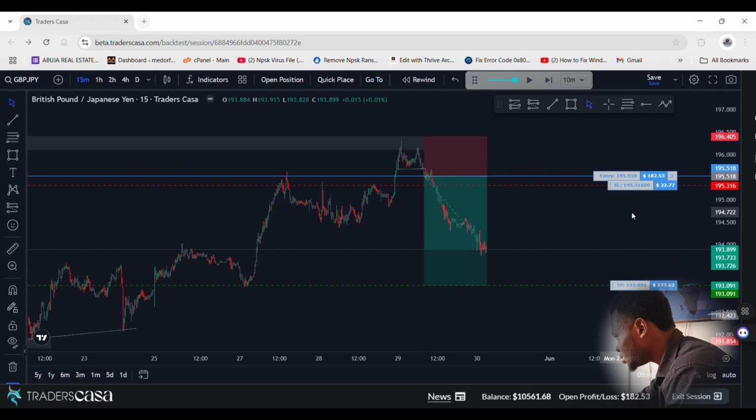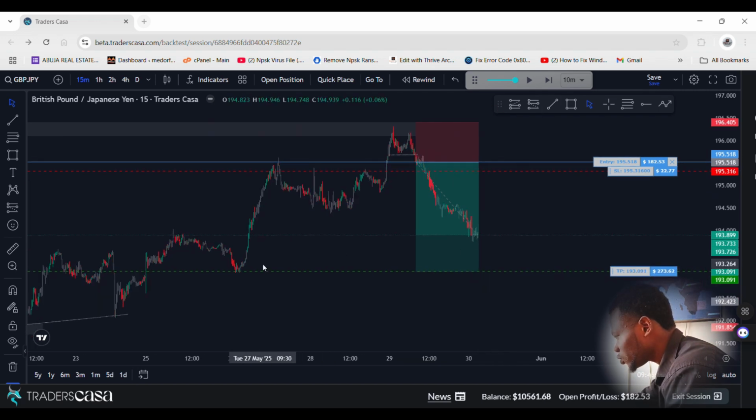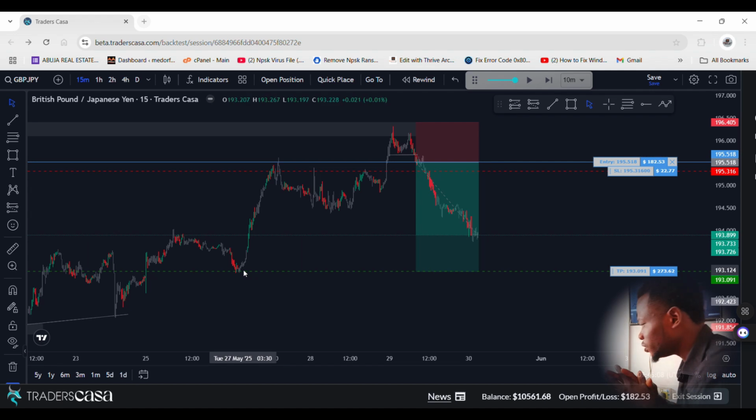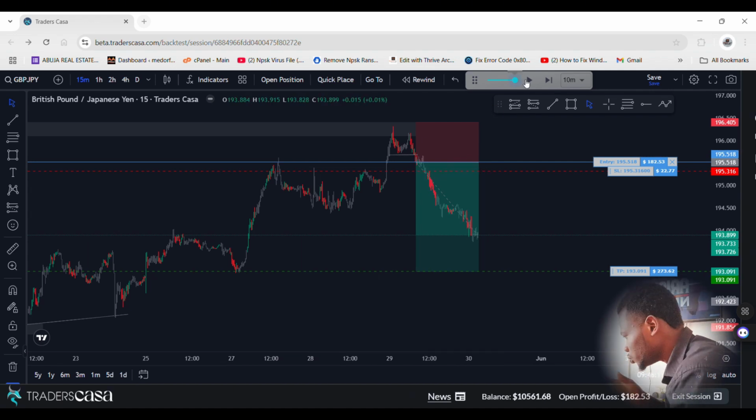So at this point, I'll break even my trade, because this is the liquidity that price is coming to take. Sure, price is coming to take it. That's the reason why I said I might not get 1:3, because I'm targeting this liquidity level. This is the closest liquidity level that I know price will surely take out. So let's see.